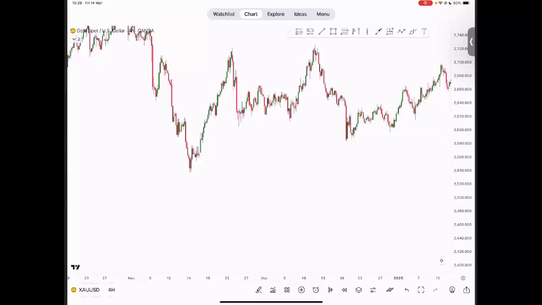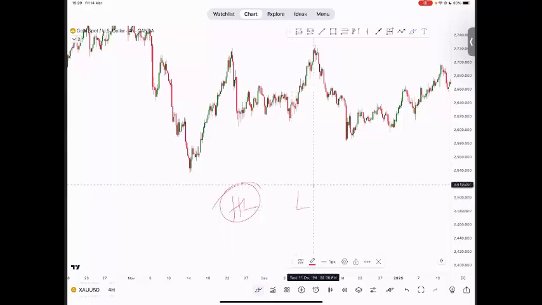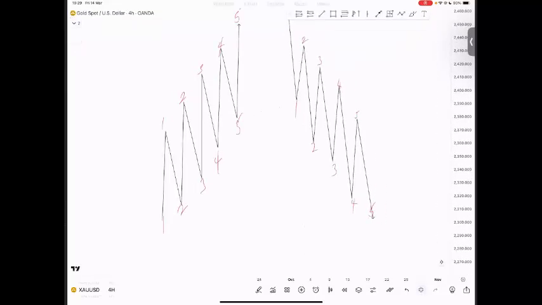So I want you to understand change of character as well. Anytime the price takes out a protected low in an uptrend, I told you that the lows in an uptrend are protected lows. So anytime the price takes out a higher low in an uptrend or takes out a lower high in a downtrend, the change of character has occurred. So anytime the price goes below a higher low.